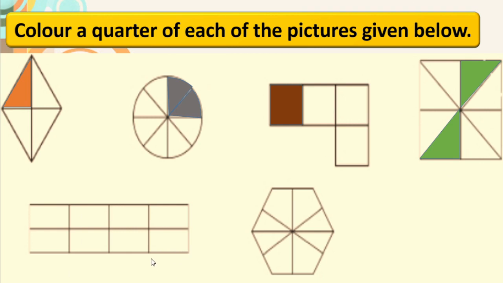Here also we can see 8 parts. We will color quarter part, means we will color only 2 boxes. Any 2 boxes. Right? Now dear children, here you have to think. You have to first count and then color the quarter part. This is for you.